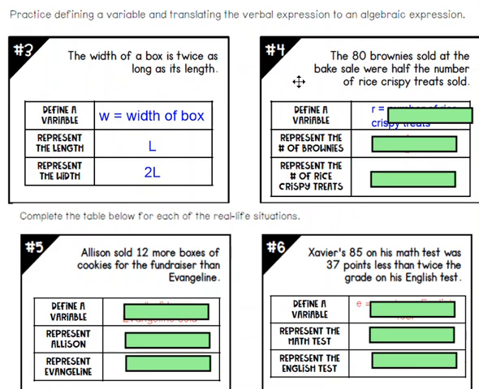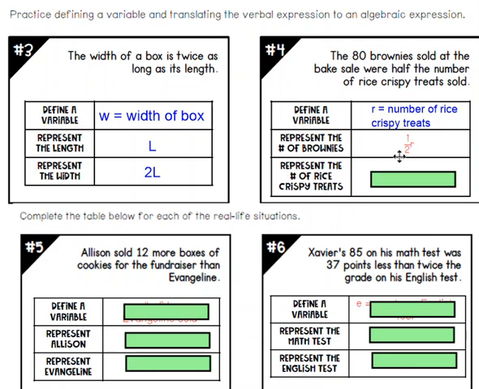In number 4, the 80 brownies sold at the bake sale were half the number of Rice Krispie treats sold. So first, let's define a variable here. Let's start with R, the number of Rice Krispie treats. Okay, that's what we have some information about up here. Now, the number of brownies is really half of that number. It says right here, the 80 brownies sold were half the number of Rice Krispie treats sold. So if I know how many Rice Krispie treats were sold, the number of brownies would be half of that.